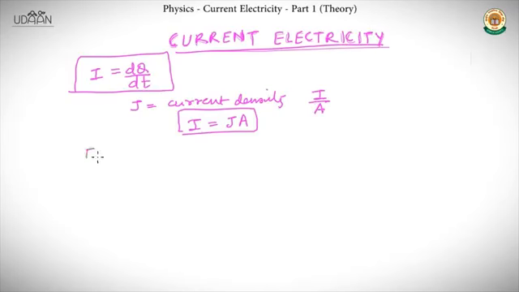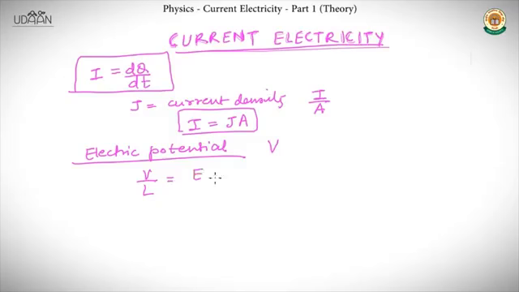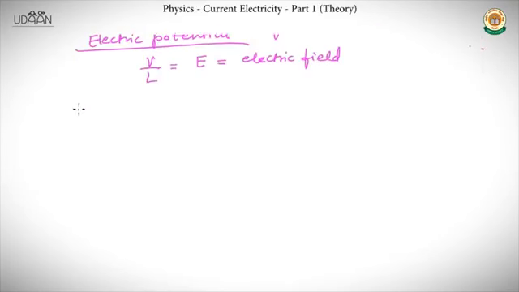Next we come to electric potential. Electric potential is the reason why charges flow from one point to the other. It is denoted by V, and V by L, or electric potential per unit length of the conductor, is also called electric field. Electric field causes a force due to which the charges flow from one point to the other. So if there is no potential difference between two points, then charges will not flow and there will be no electric current. We'll be studying about drift velocity now.